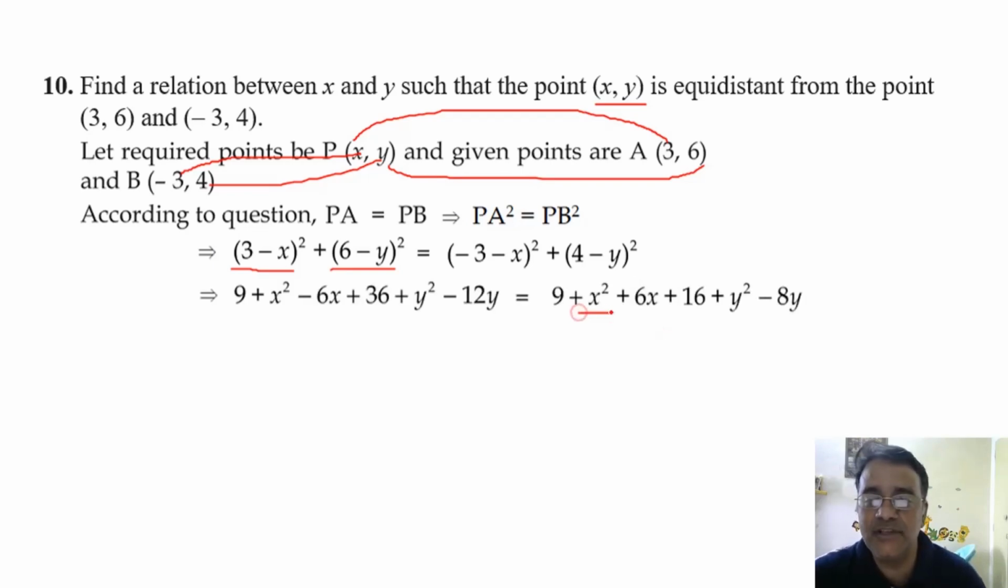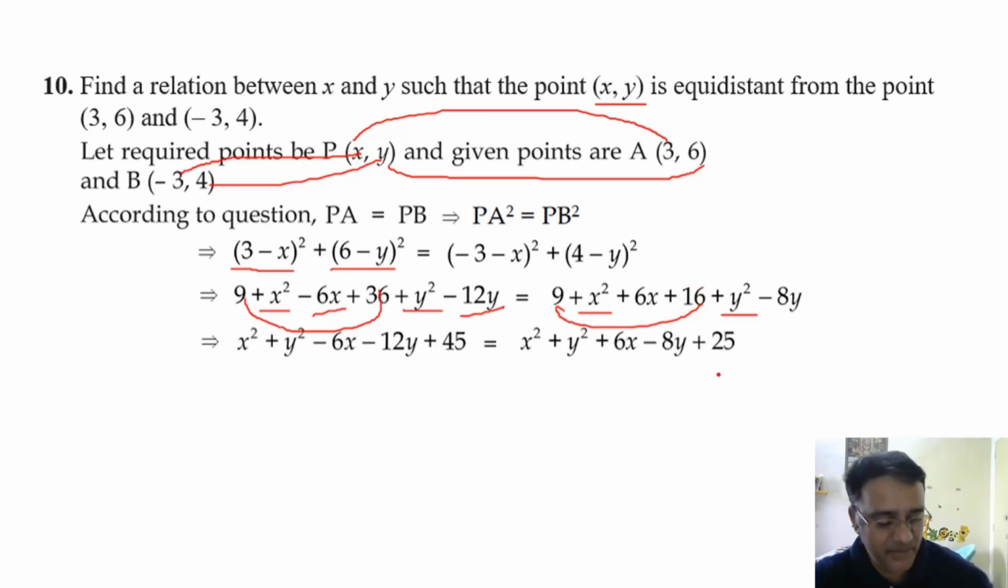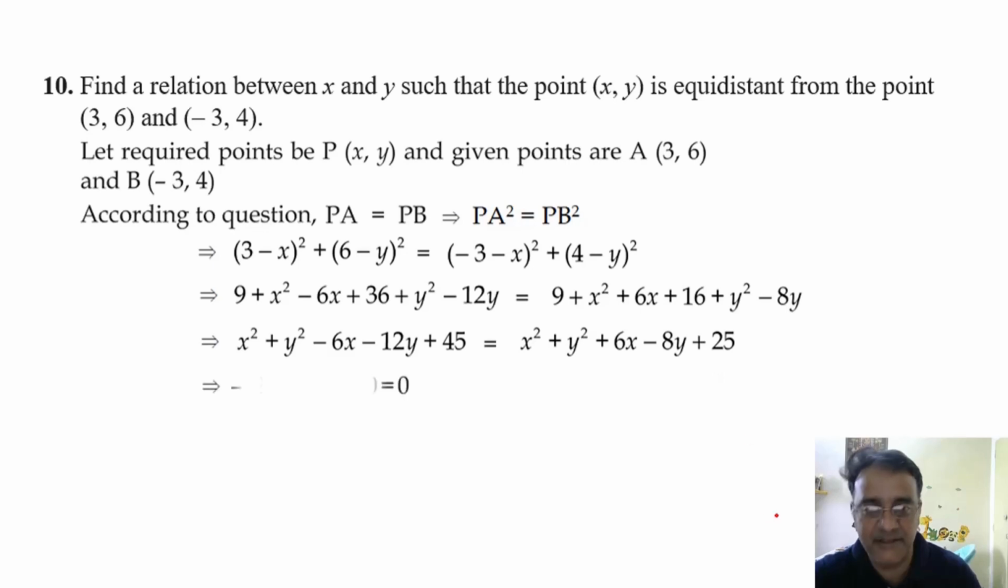So both sides x square plus y square we can eliminate. Okay, wait, पहले लेफ्ट और राइट पूरा सिंप्लीफाई कर लेते हैं, उसके बाद एलिमिनेट करते हैं. So x square plus y square minus 6x minus 12y, and this 2 is 45. x square plus y square plus 6x minus 8y, and this 2 is 25. ठीक है. Now we will shift and will eliminate. So जब एलिमिनेट करेंगे तो ध्यान से देखो, मैं अंडरलाइन कर रहा हूँ, ये दोनों एलिमिनेट हो गया.